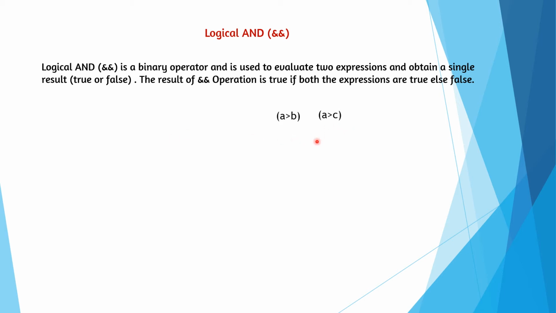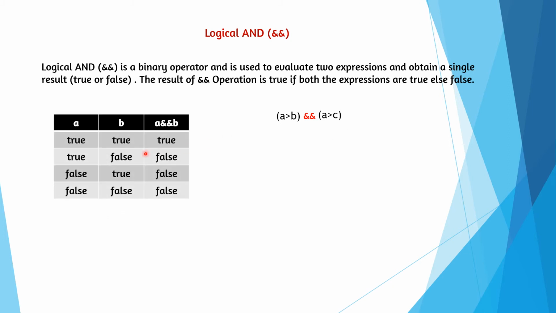So here two expressions are there, A greater than B and A greater than C. If you want to combine them and see the result, we will be using a logical operator. In this case we are using logical AND. If the result of the first condition is true, and the result of the second condition is also true, then only the combined result will be true. So the AND operator will give true as the answer if both the conditions are true.